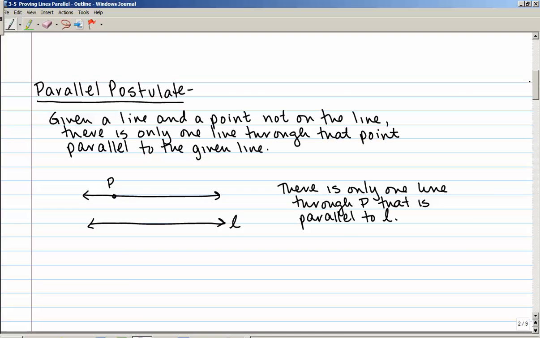And here's the parallel postulate. This didn't come up in the previous section, but it's important as well. Given a line and a point not on the line, so given line L and a point P up here, which is not on line L, there is only one line through that point that is parallel to the given line. So given line L and given point P not on line L, I can only draw one line through P that is parallel to line L. While I can draw an infinite number of lines through P, there is only one line that's going to be parallel to line L.